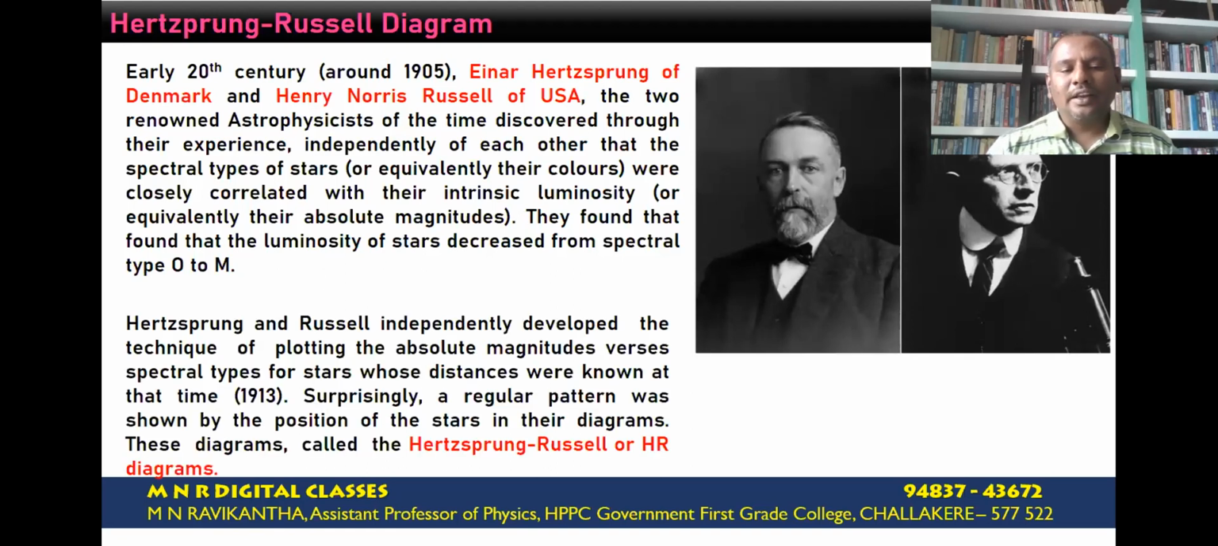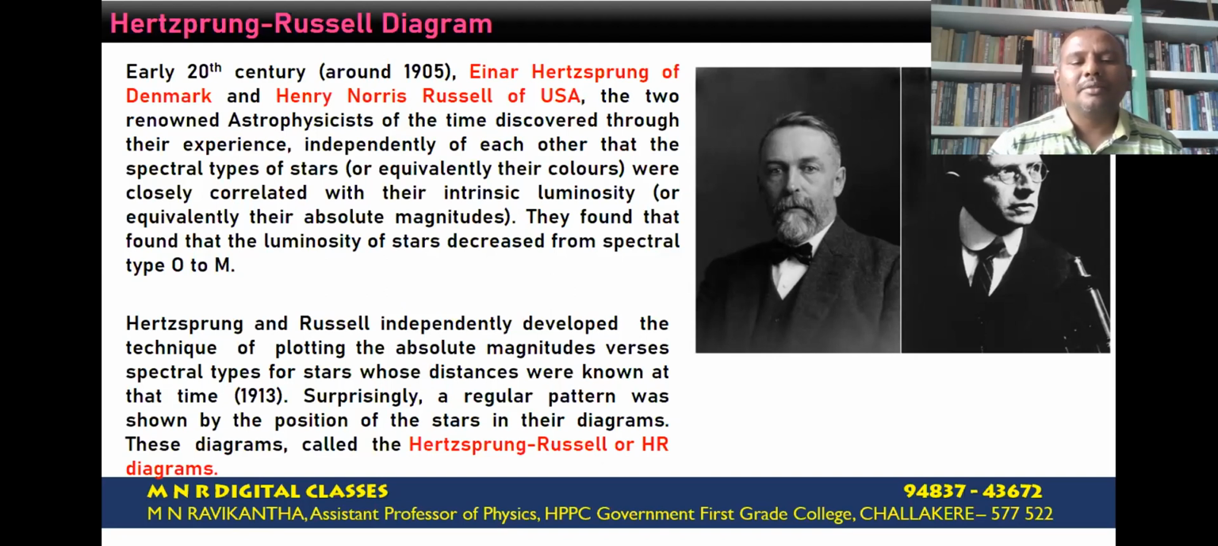Hertzsprung and Russell independently developed the technique of plotting the absolute magnitudes as a function of spectral types of the stars whose distances were known at that time, in 1913. Surprisingly, they independently found that there is a regular pattern shown by the position of the stars in their diagrams. These diagrams are called Hertzsprung-Russell or simply HR diagrams.